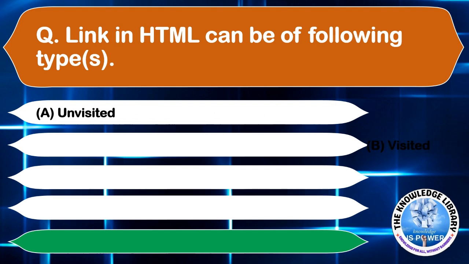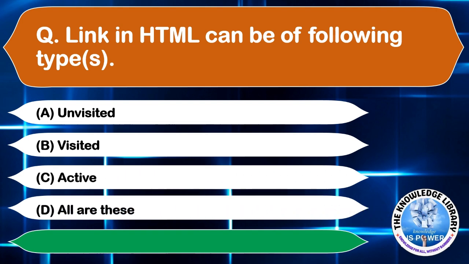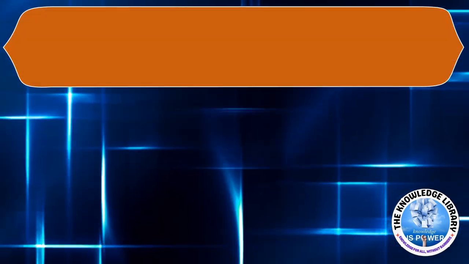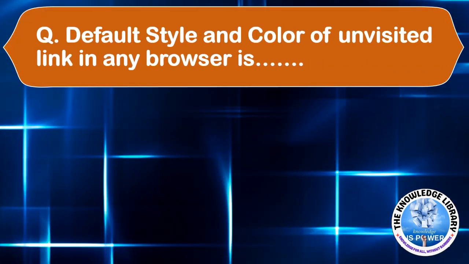The next question is, links in HTML can be of the following types. Option A, unvisited. Option B, visited. Option C, active. Option D, all of these. The correct answer is option D, all of these.